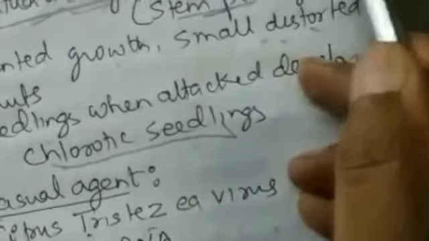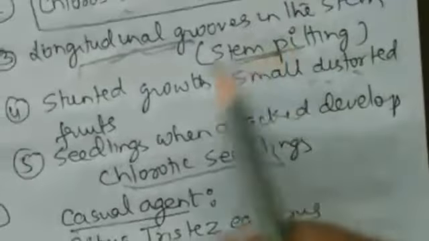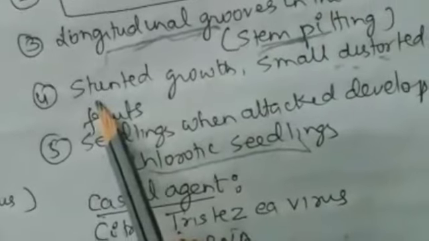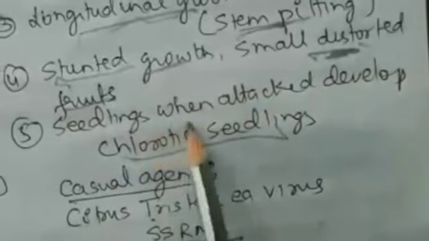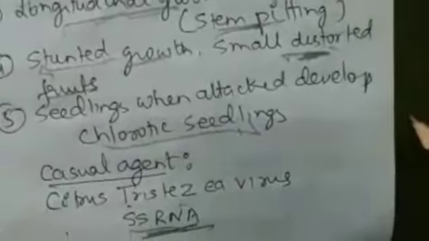Besides this, the most characteristic feature is longitudinal grooves. Longitudinal grooves in the stem are called stem pitting, and because chlorosis is there, the photosynthesis is less and respiration is more, meaning stunted growth. And as it is a citrus, the main concern is the fruits. So fruits are small and distorted. Seedlings, when attacked, develop chlorotic seedlings in the early stage. It is a premature death of the seedlings.